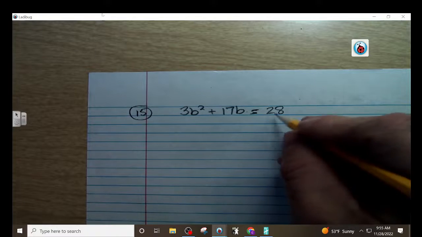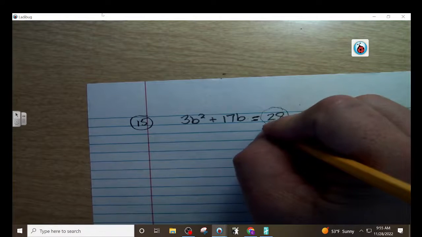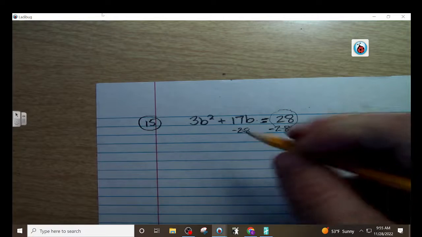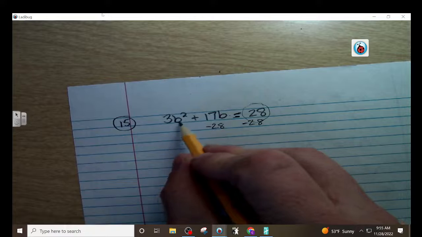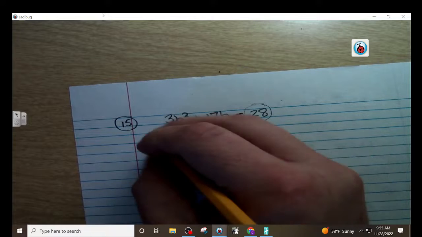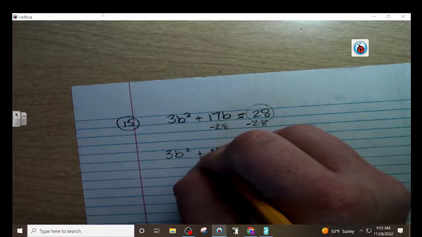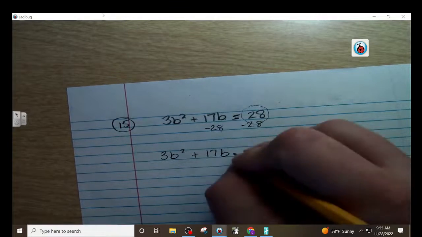You try to get that to 0 first, okay? And guys, these will never combine. They will always be separate, because that's a b squared, a b, and a constant. So those, you're just going to write them in descending order based on the exponent.